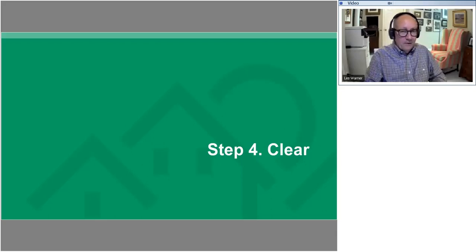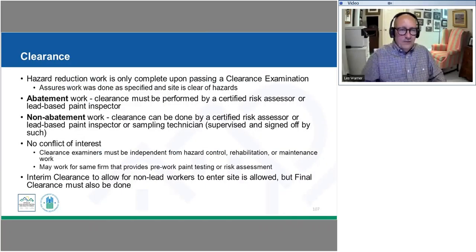All right, so our last step, or almost last step, is clearance. We mentioned that our hazard control work is only considered complete once our clearance exam has been completed and we have the results back found to be at acceptable levels. Our requirements on licensing and certification: for abatement work, it has to be completed by a risk assessor or lead-based paint inspector. For non-abatement work, again, a risk assessor or paint inspector, or in this case, there could be a sampling technician.